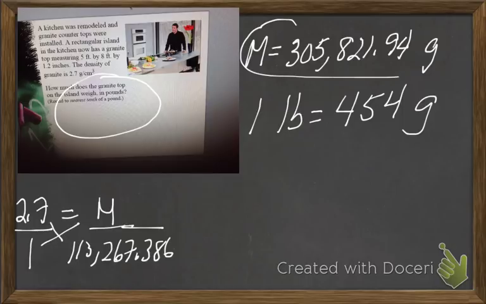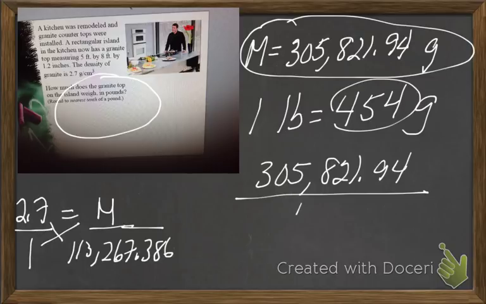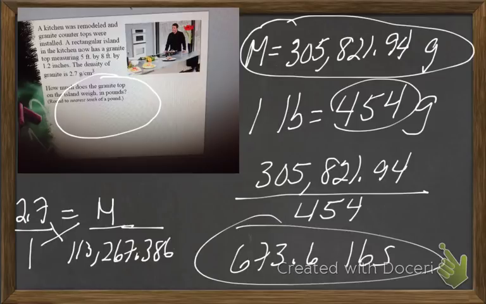Okay, so we know we had 305,821.94 grams. We're going to divide that by this 454 to see how much that is in pounds. And when you do that, you're going to get 673.6 pounds, and that was the answer.